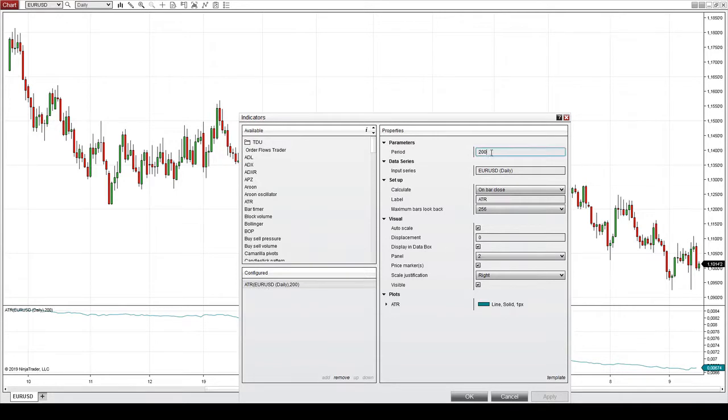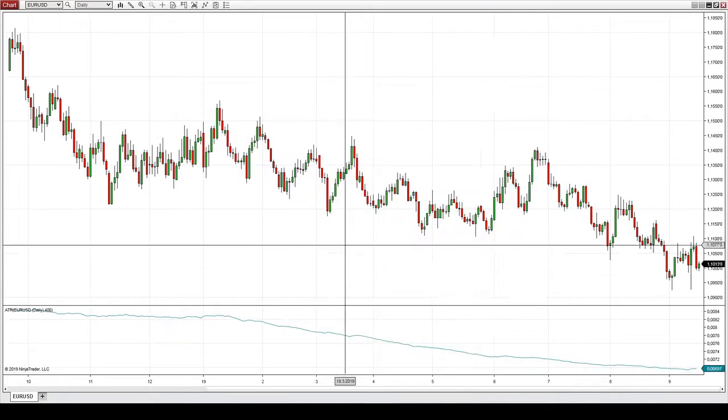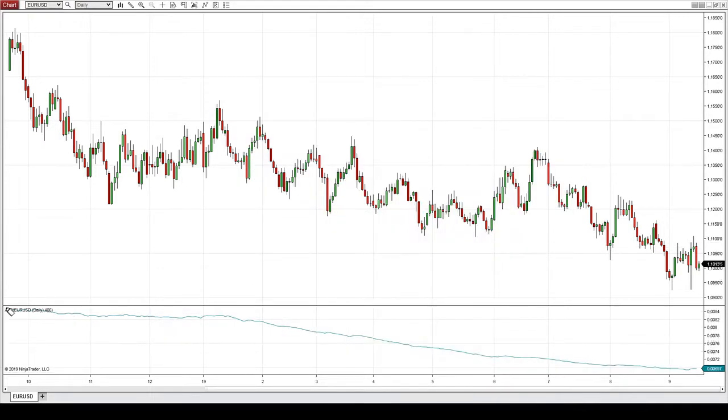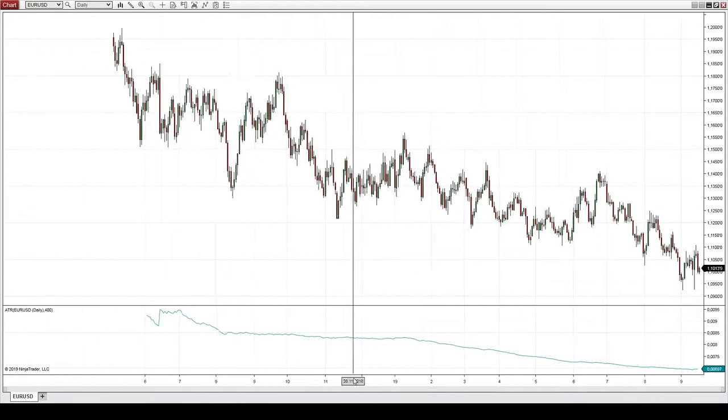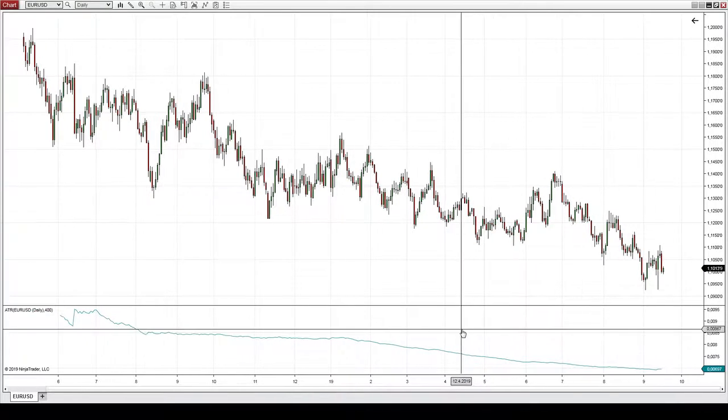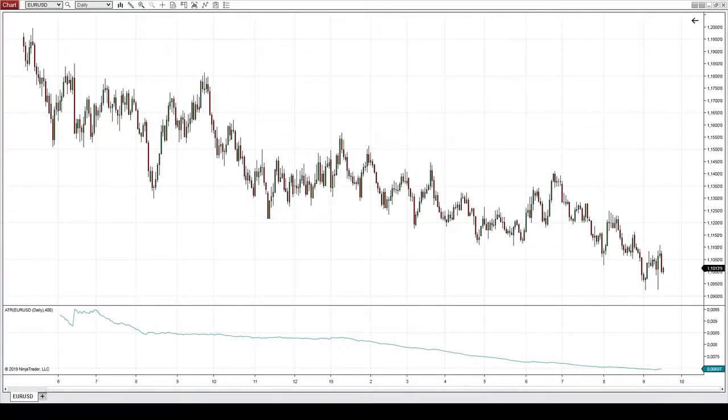Now you want to set a high period. I set it for 200, but you can go for more. Maybe you can use, for example, 400 period. Press OK. This is the ATR right there. And if you look at this 500-day period, you will see the average number. You will see the average daily volatility.